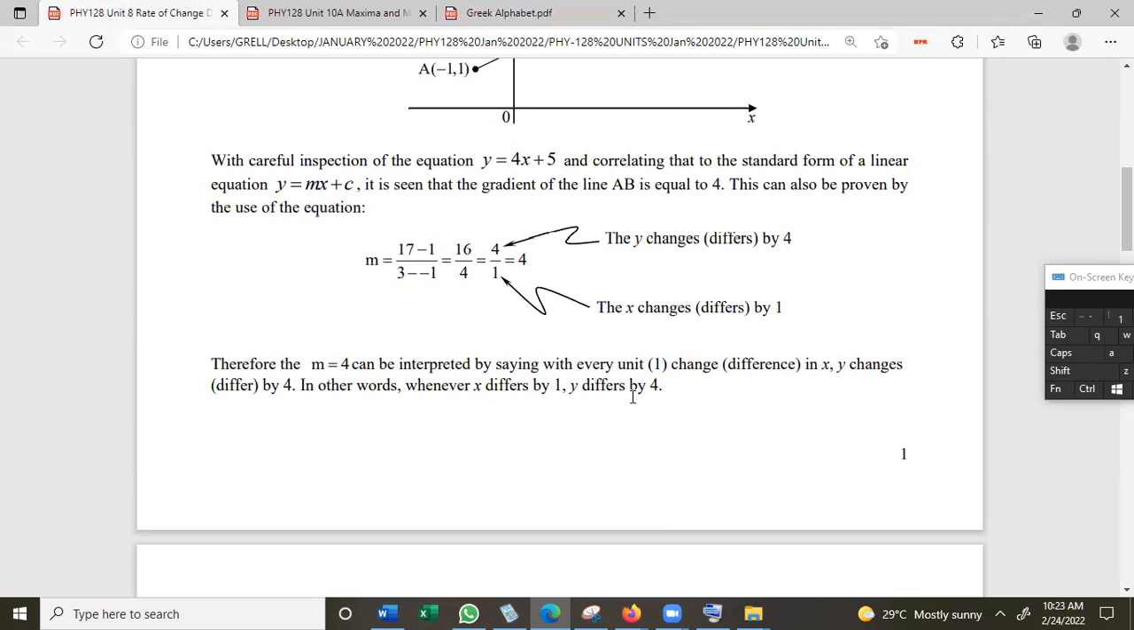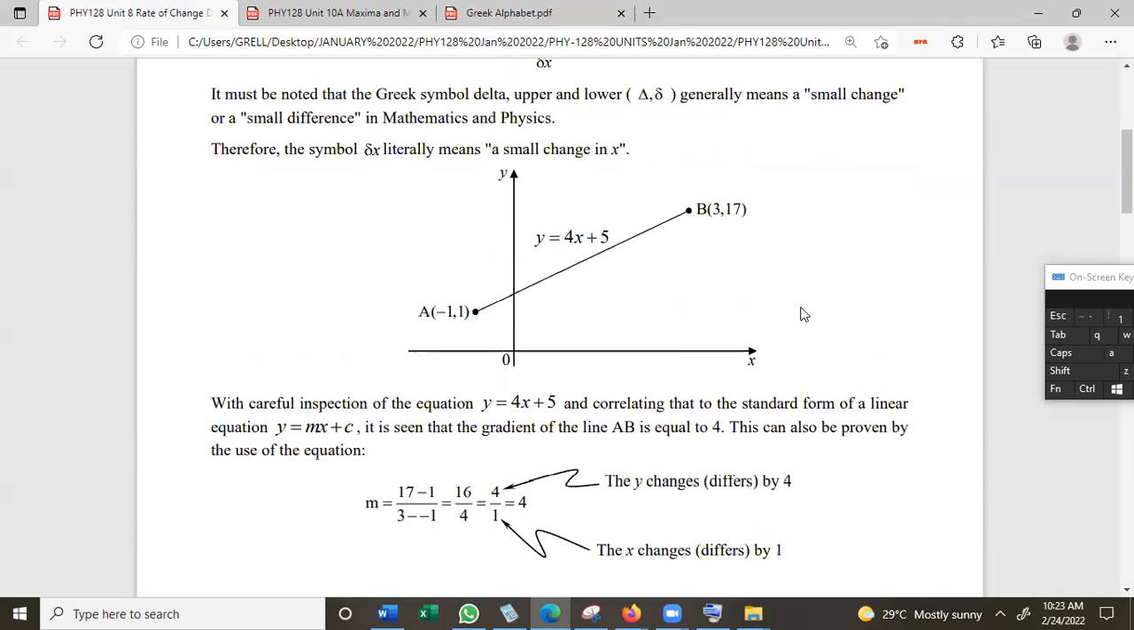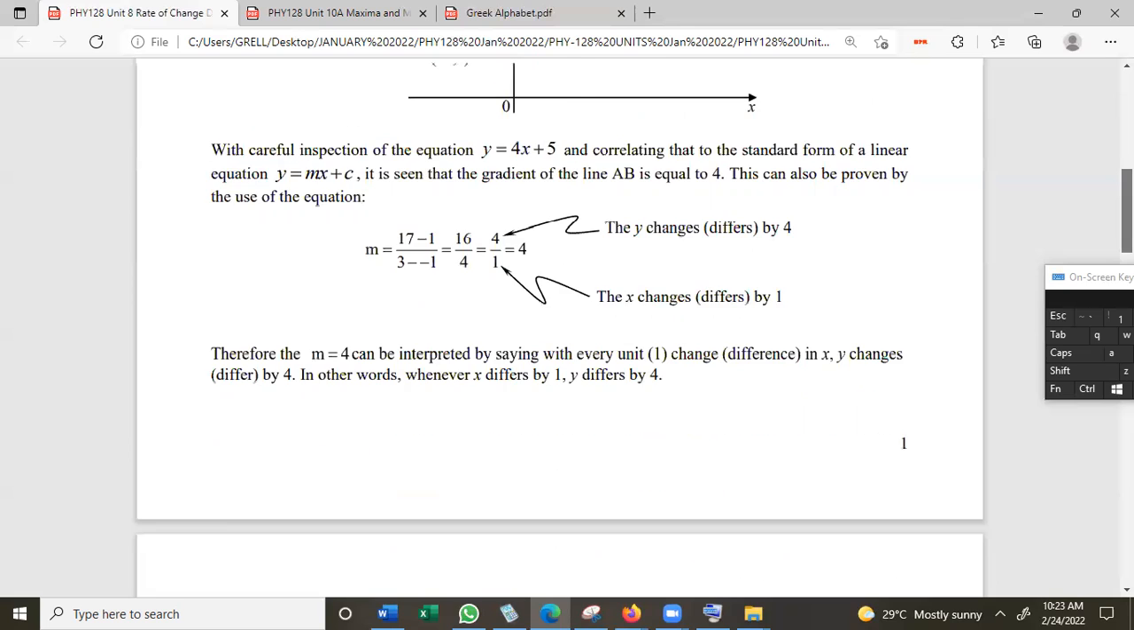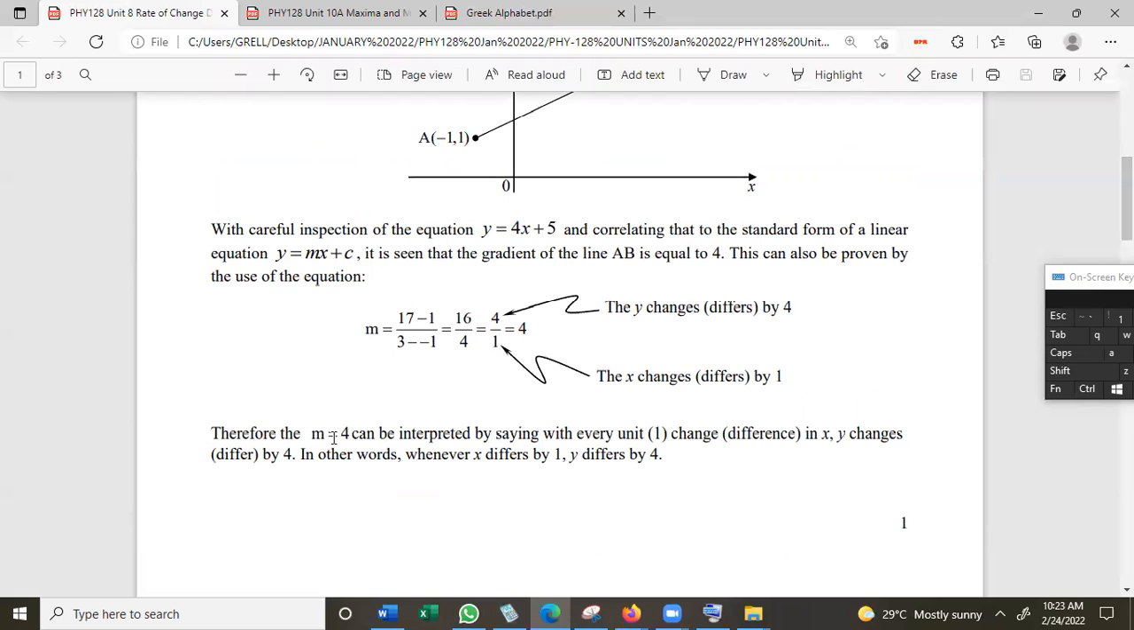If you have a gradient of 15, it means that the y changes by 15 when x changes by 1, because it's 15 over 1. Always remember that: the rate at which y changes when x changes by 1. Please bear that in mind whenever you're talking about gradient from now on. I repeat, therefore, the gradient of 4 means that whenever x changes by 1, y changes by 4.